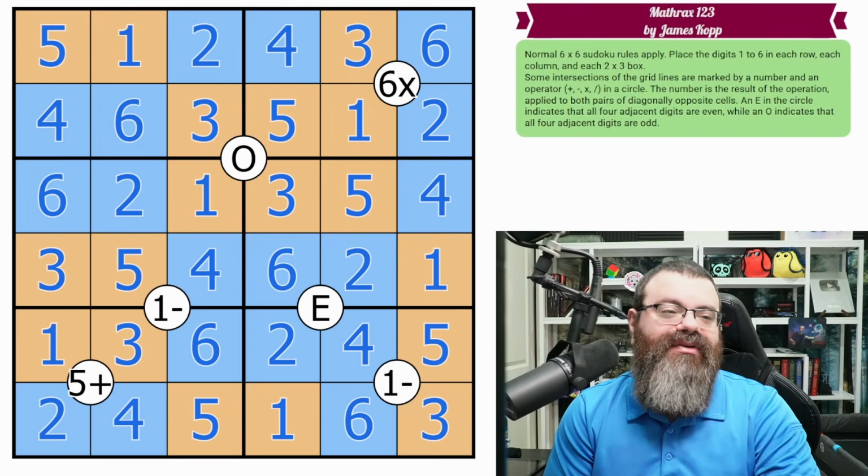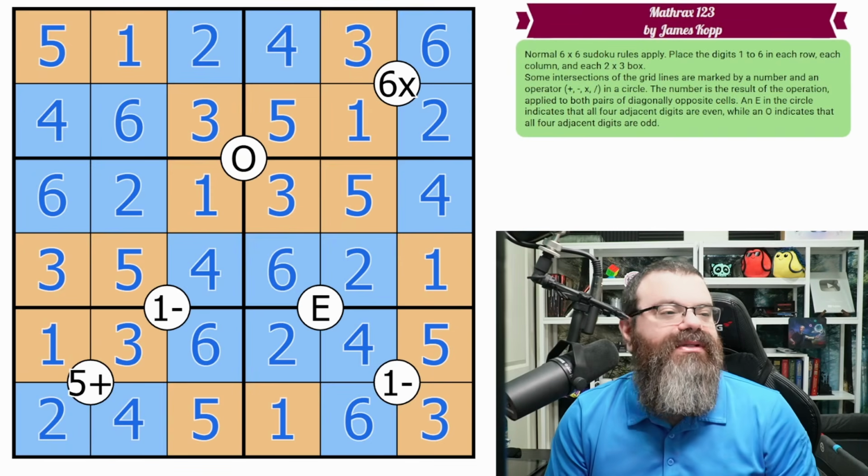That flowed really nicely. I enjoyed being able to color it as well. I think the coloring helped quite a bit.